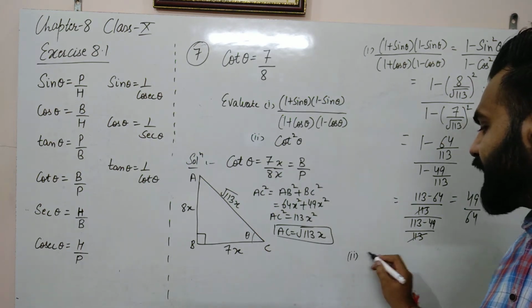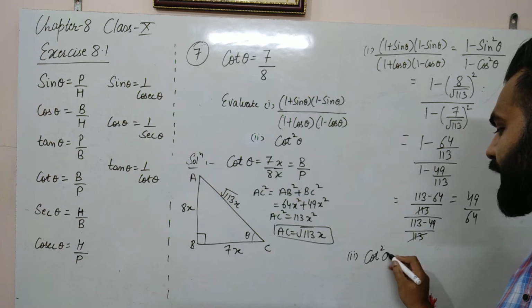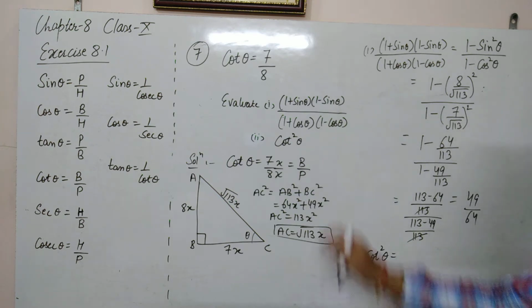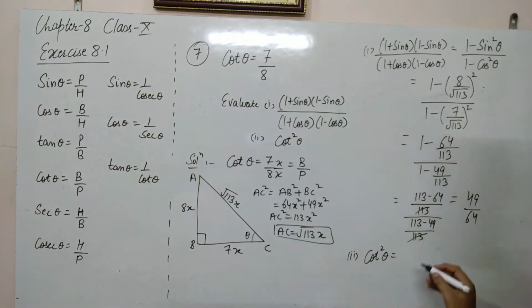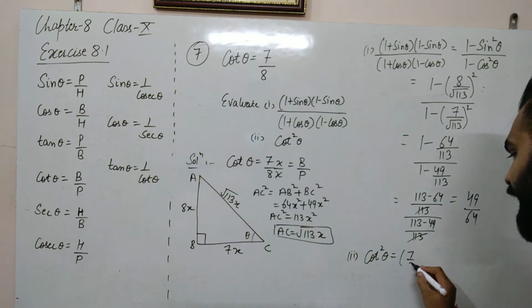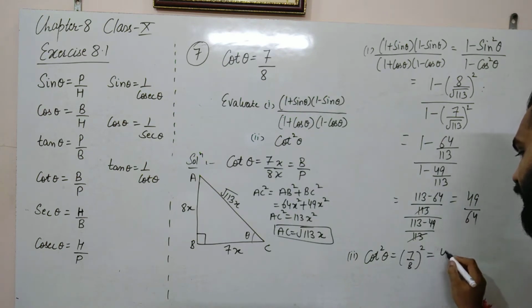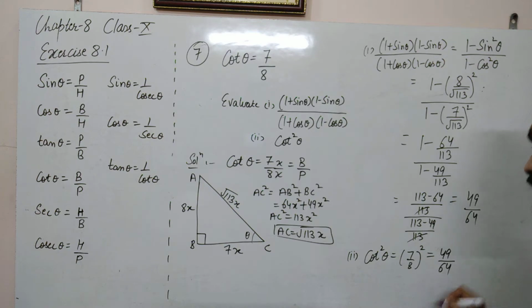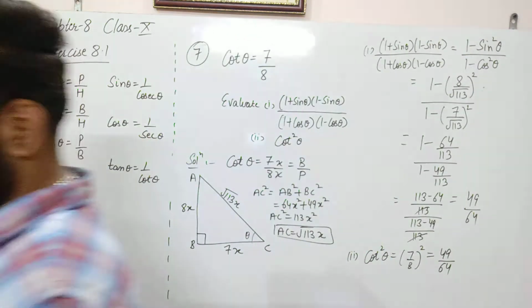In the second part we have to calculate cot square theta. And we know the value of cot theta here. So cot square theta will be 7 by 8 whole square. This is 49 by 64. So this was question number 7.